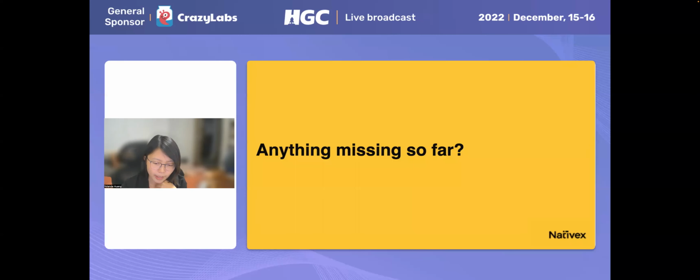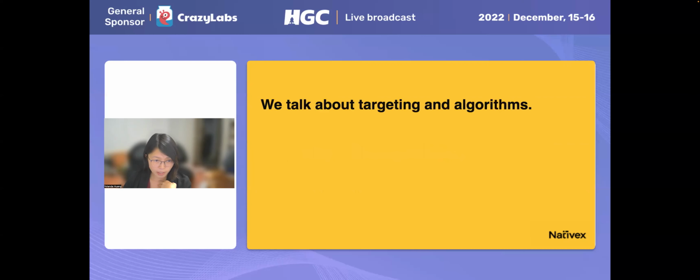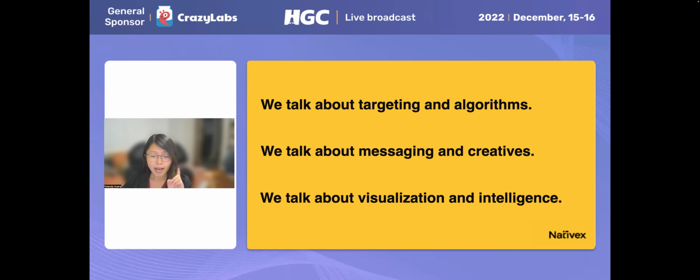So, okay, anything missing so far? Let's revisit our structure, yeah? When we talk about UA, we talked about targeting algorithms, we talked about messaging and creatives, and last but not least, visualization and intelligence, especially if, let's say, we are testing water in a new market with a new platform, and this is not yet to be integrated with our internal BI. Or let's say we are a small team. We are not planning for internal BI, we just want to use the service to increase the efficiency of UA work.